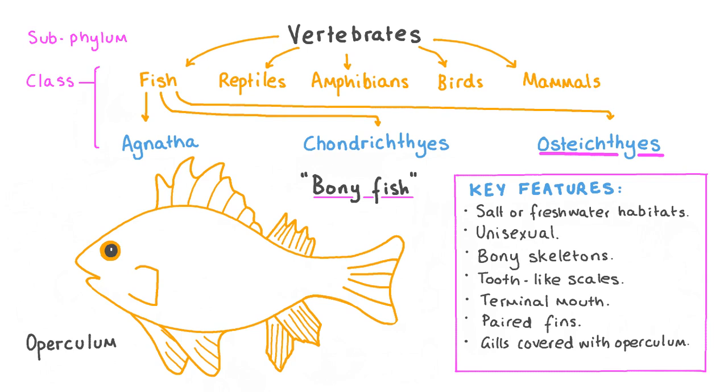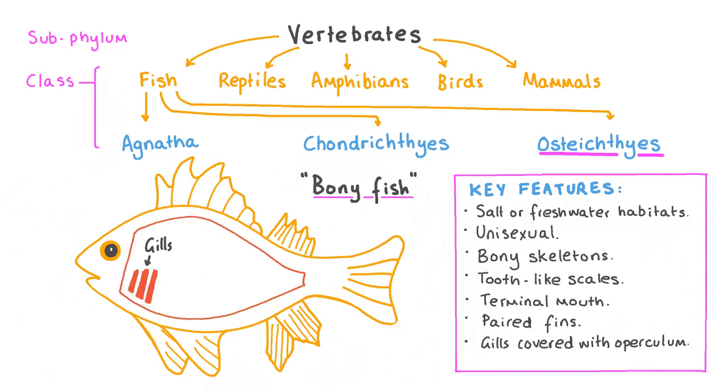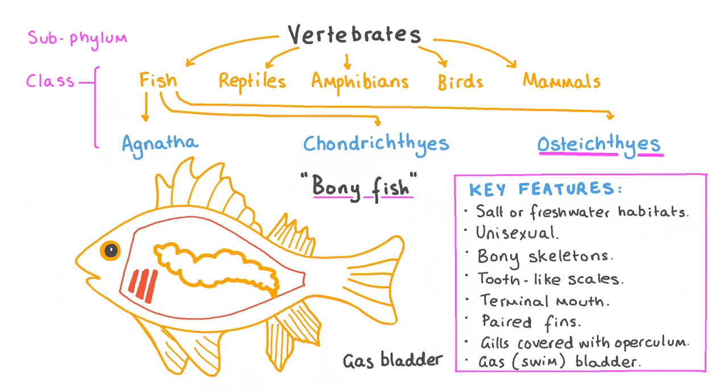Bony fish also have a protective covering called an operculum over their gills, which we can see more clearly if we remove the operculum and take a look inside the fish's body. The final most distinguishing feature of bony fish is that they possess a gas bladder, sometimes called a swim bladder, which you can see inside the fish here. The gas bladder is a beneficial adaptation as it helps the relatively heavier bony fish remain buoyant and afloat at a constant water depth without expending excess energy.